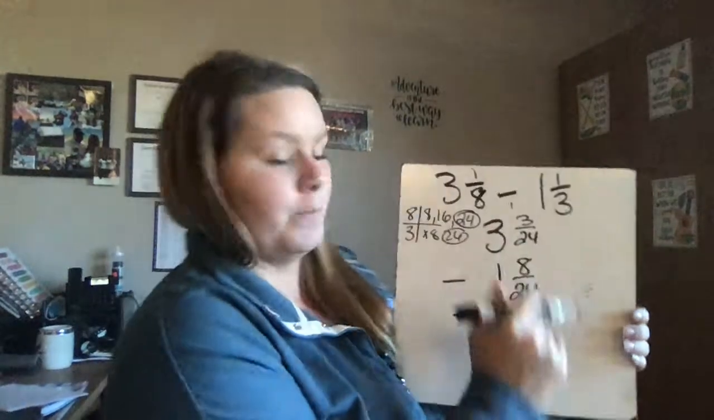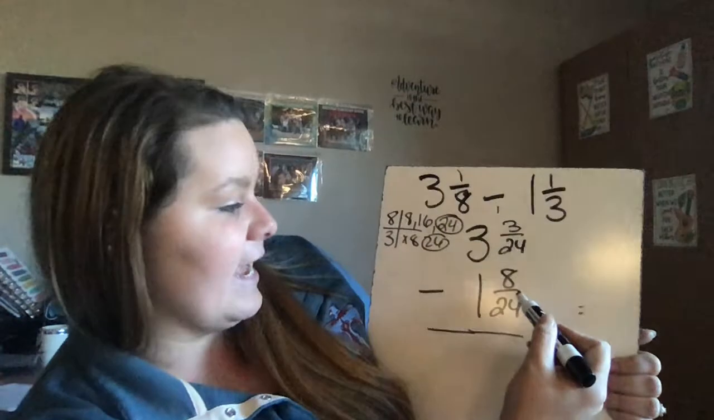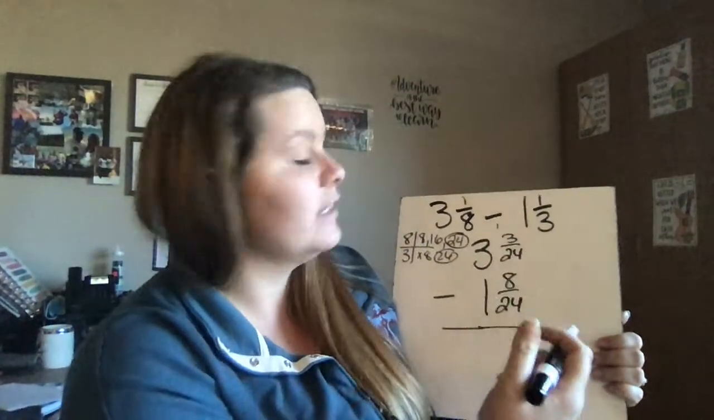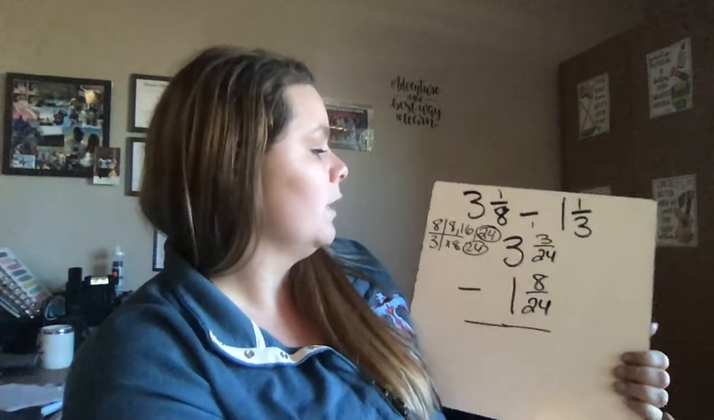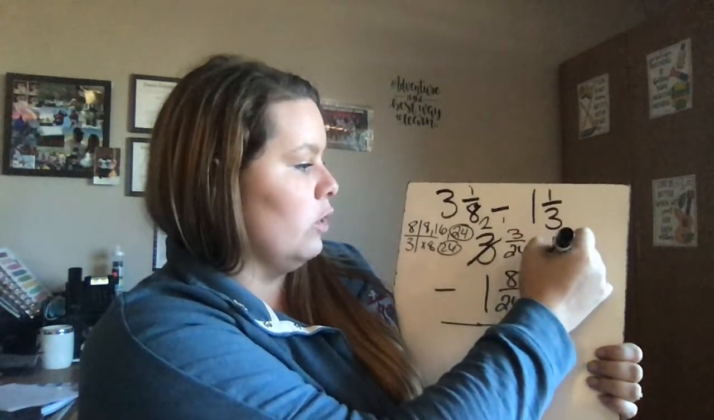I'm just going to erase this work here so I can give myself a little bit more room. So I've got 3 3/24 minus 1 8/24. Now that I've changed my fractions, it looks like this. But I know that I can't take 8 away from 3, there's not enough to take. So I'm going to have to regroup. I'm going to take from the 3 and make that a 2, and I'm going to add 1 whole to this.